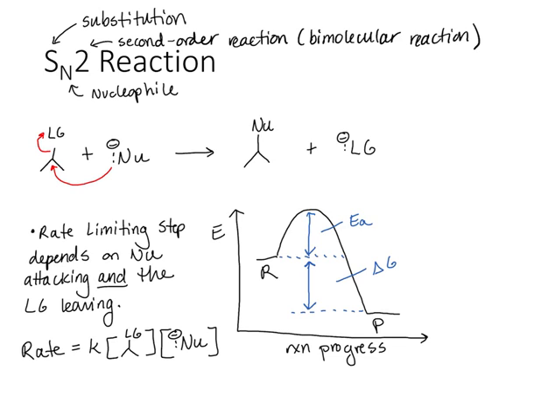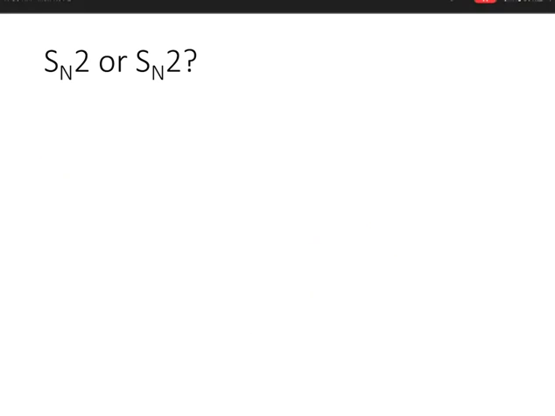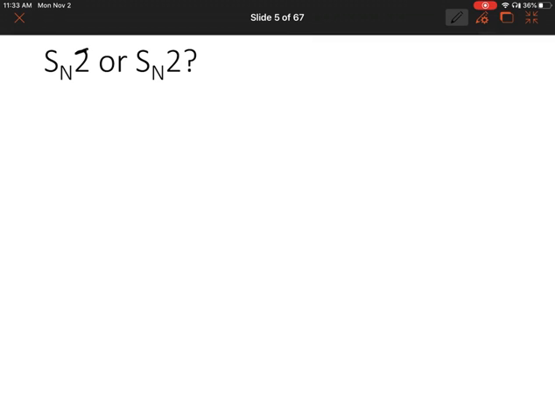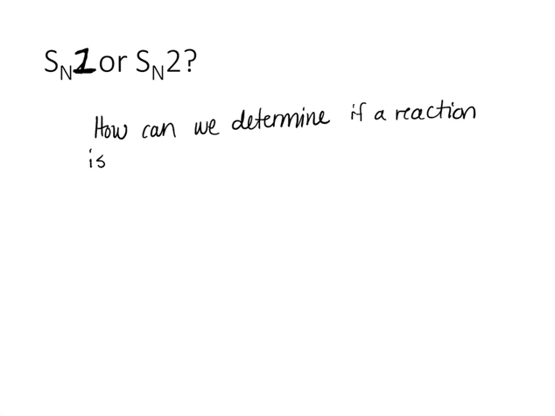So how can we tell whether we have an SN1 or an SN2 reaction? Oh, that says SN2 or SN2. That should say SN1 or SN2. Here, I'll replace that and I'll fix it in the slides. So yours will hopefully say SN1 or SN2. Okay, so SN1 or SN2, how can we determine if a reaction is SN1 or SN2?